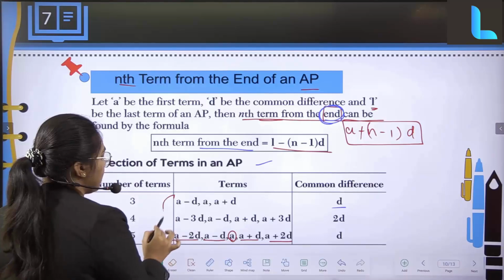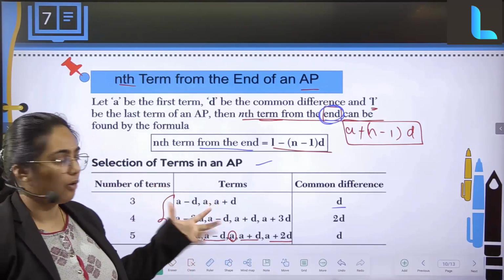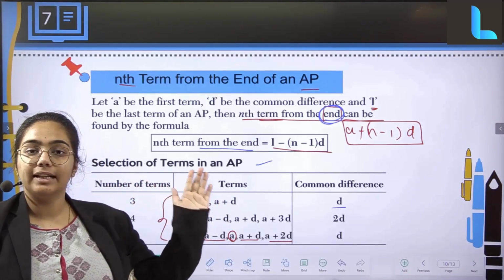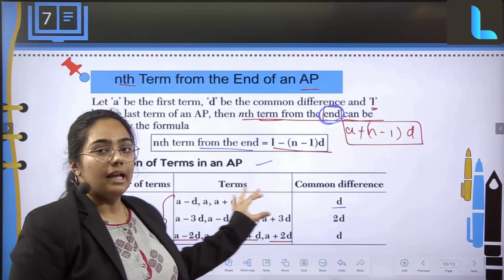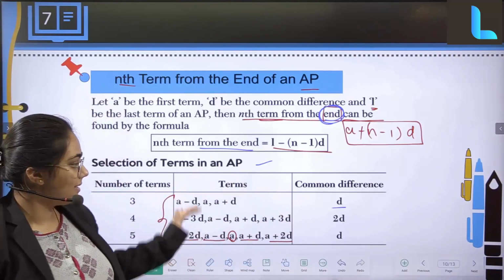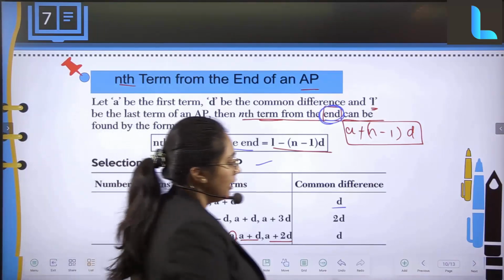So these are the three questions wherein you'll be asked. If they ask you to find three terms, you have to use A minus D, A and A plus D. Similarly, if they ask for 4 or 5, right?